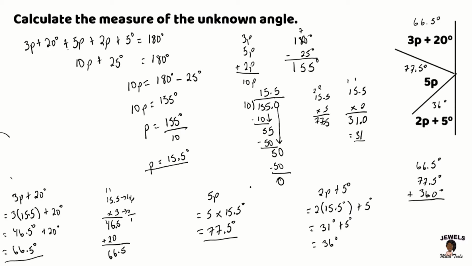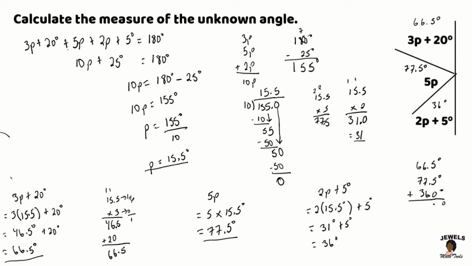But if P is incorrect, that means all of this working that we did for 3p plus 20 degrees, and then 5p, and then 2p plus 5 degrees, that means everything in each of these steps will also be incorrect. So this step is very important in helping you to check your answer, just to make sure that everything is worked out correctly. Okay, so always take that extra step and check your answers.